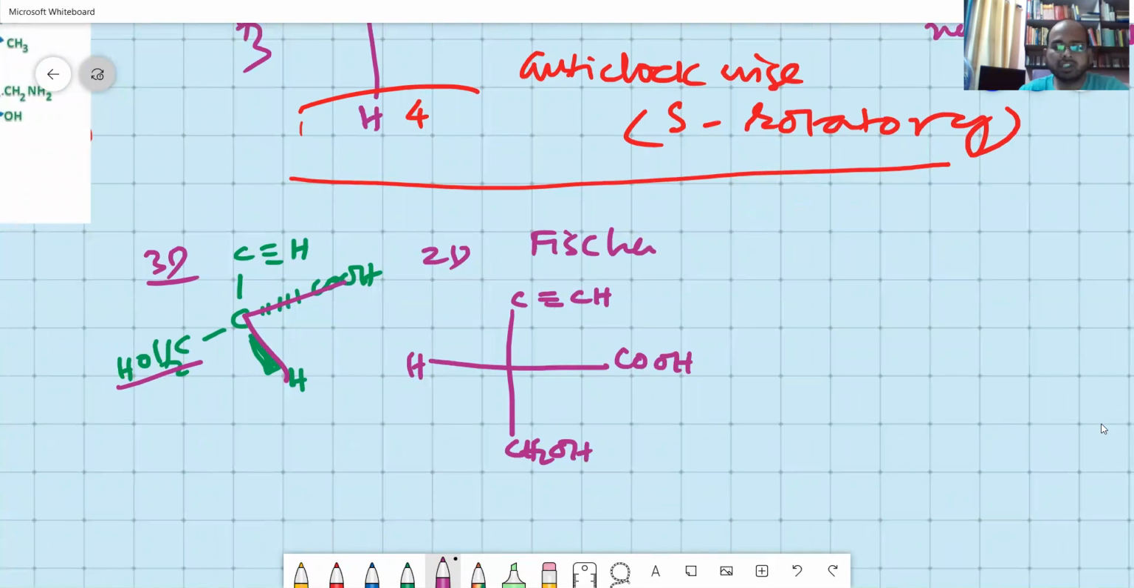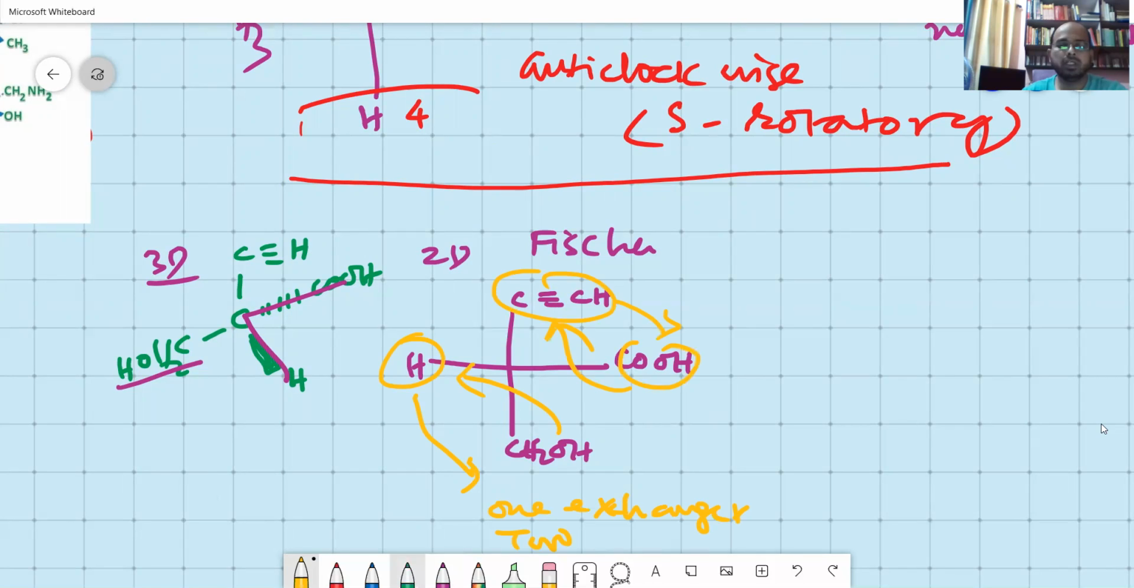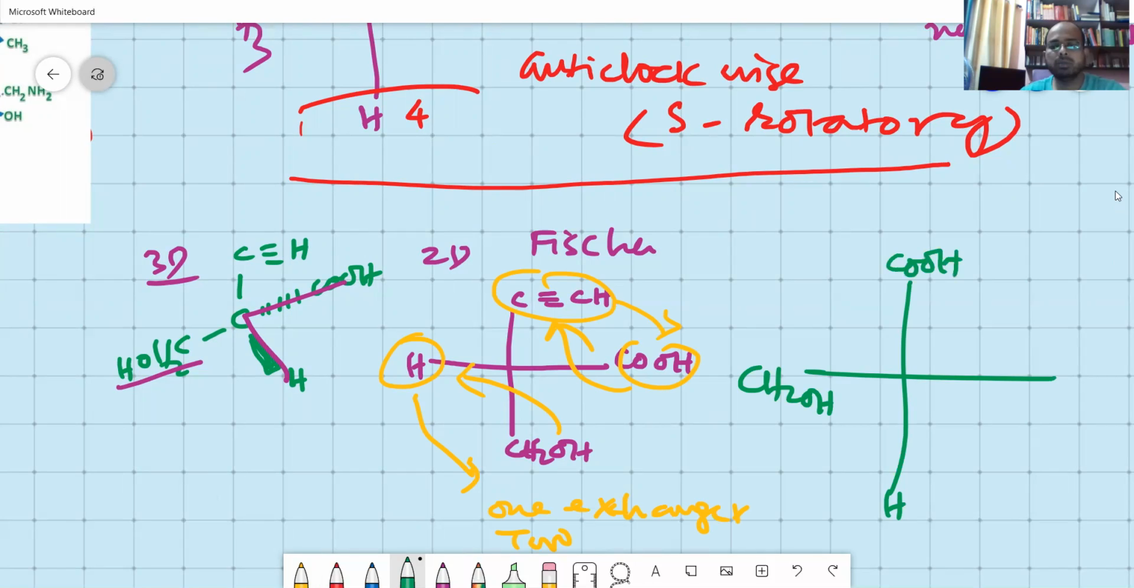Okay, now you have come to the flat structure. In the flat structure, you see that we have to exchange. We have to bring hydrogen here and take CH2OH there. So one exchange is not allowed. You have to do 2 exchanges. Therefore, you bring this and you take up this. Okay. When you do like this, you get a structure like this. So H here, CH2OH here, and then COOH comes to the top, C triple bond CH was there.